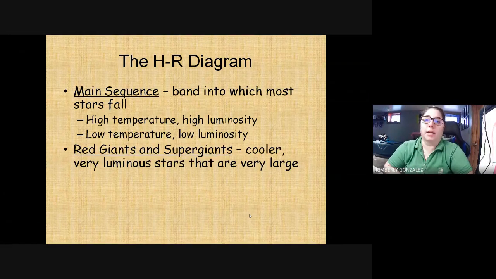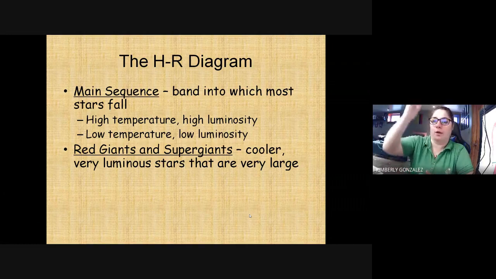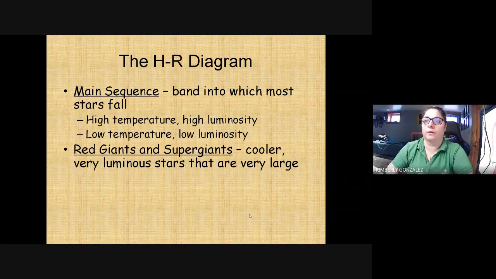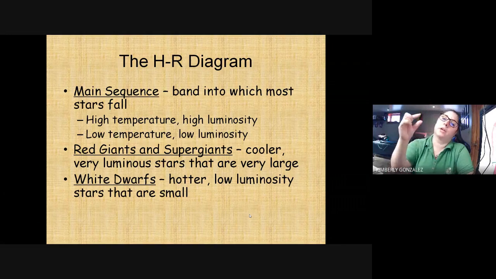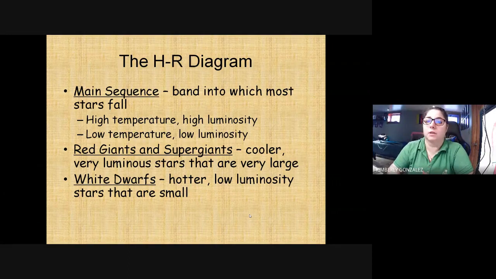Then you have red giants and supergiants. Red is one of those colors that are cooler, but giants and supergiants are very, very large stars. They are very luminous because they are up higher on the chart, and they are very large. Then you have white dwarfs. White is going to be one of those colors that is extremely hot, but if you look, they are also down at the bottom left-hand corner of the chart.